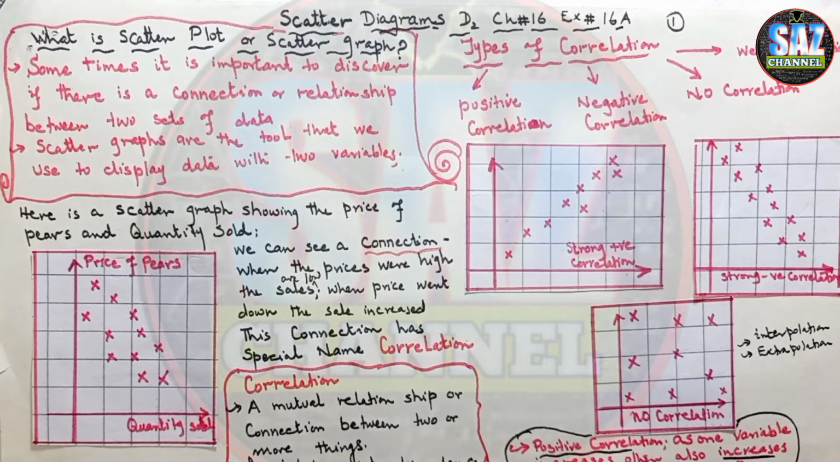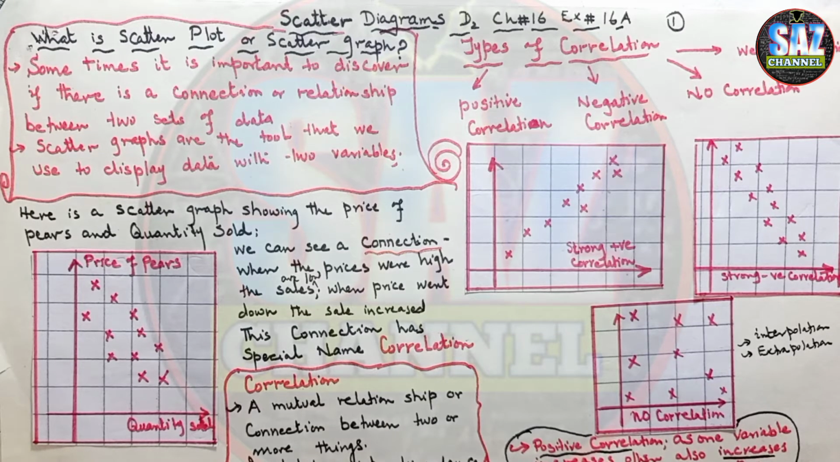This is my first lesson of D2 chapter number 16, exercise 16a, that is about the scatter diagram and correlation and line of best fit. Before going to the lesson, there are some important terms and points that we need to understand. As every region has its own language, every topic of mathematics has its own language and terms and meanings that we need to understand for the better understanding of the topic.